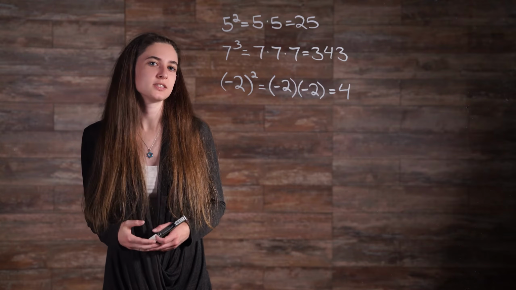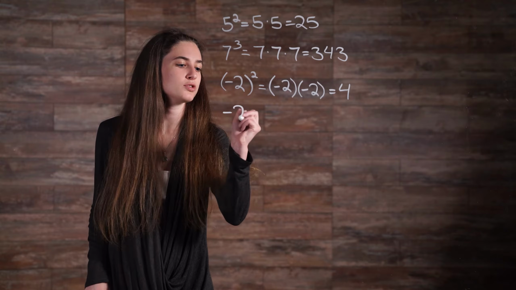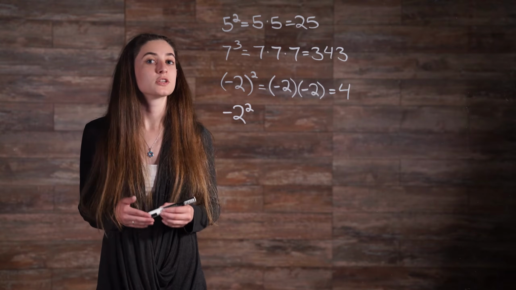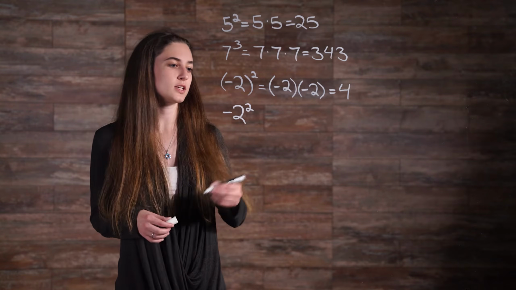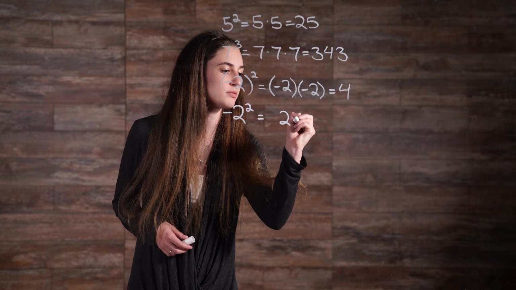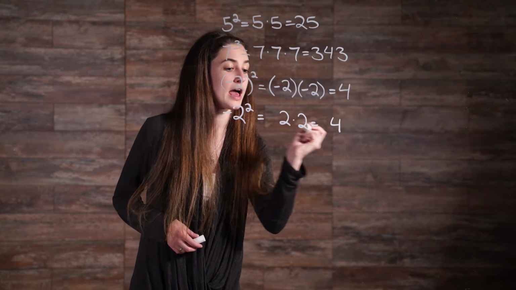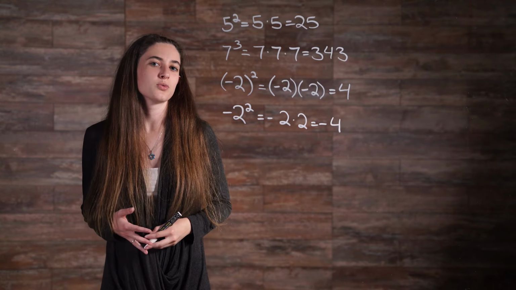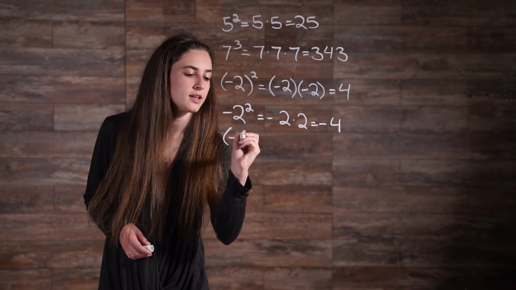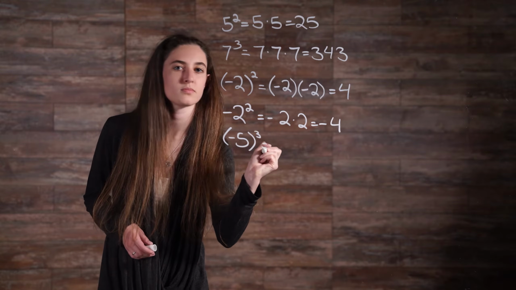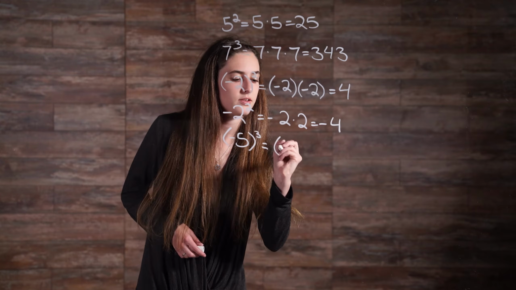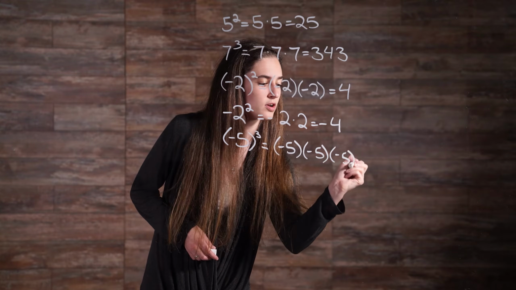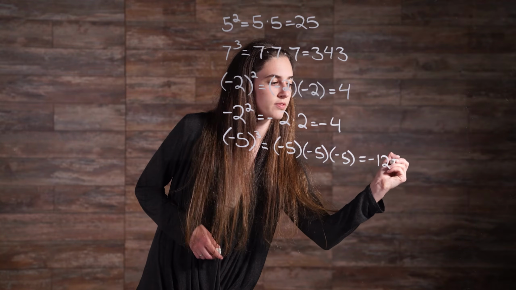But if we were to take the parentheses away and instead say -2 squared, then our answer would be -4. Why? Because the 2 is squared before the effects of the negative can take place. So we have 2 times 2 equals 4, and then the negative affects it. Let's try another one with negatives. (-5) cubed. This is equal to -5 times -5 times -5, which gives you -125.